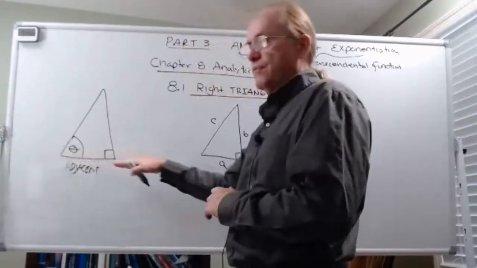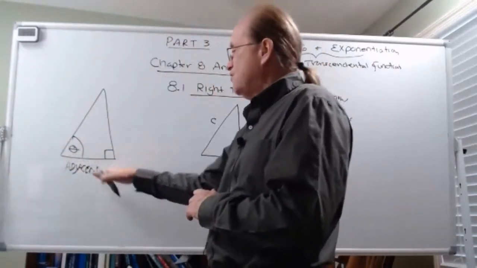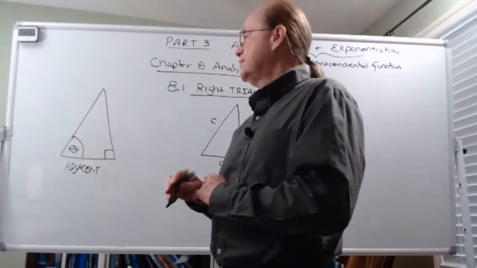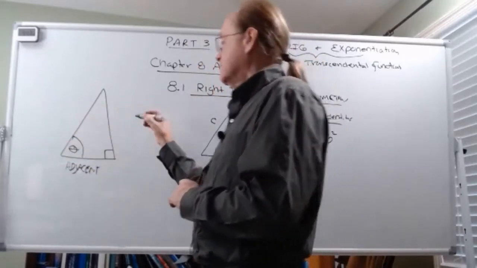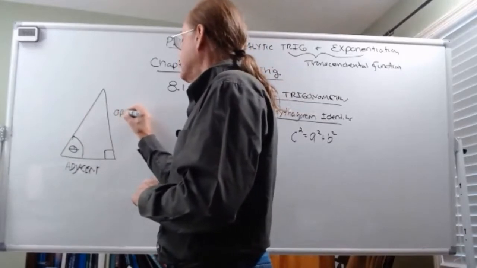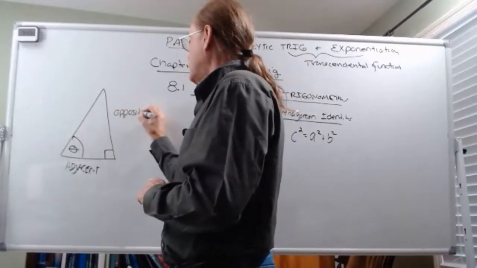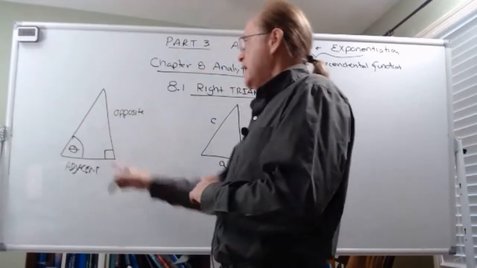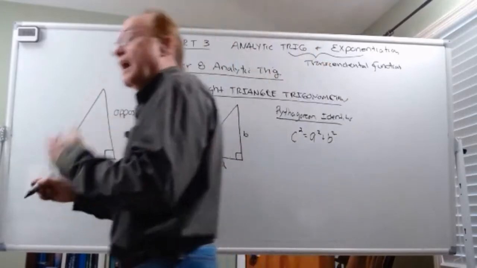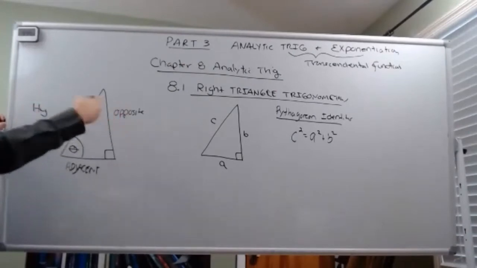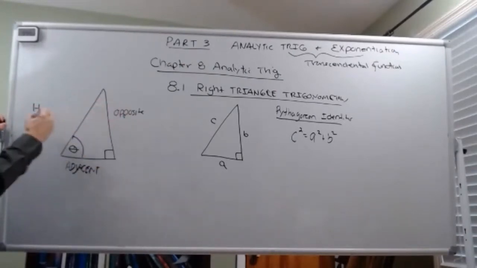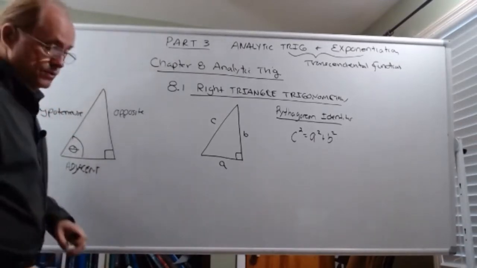It has the same reference side, adjacent to the angle theta. This over here would be the opposite side to the angle. So over here, this is the opposite. And we call the length over here the hypotenuse. So instead of A, B, C, we might do adjacent, opposite, and hypotenuse. Those are the names of those three sides.